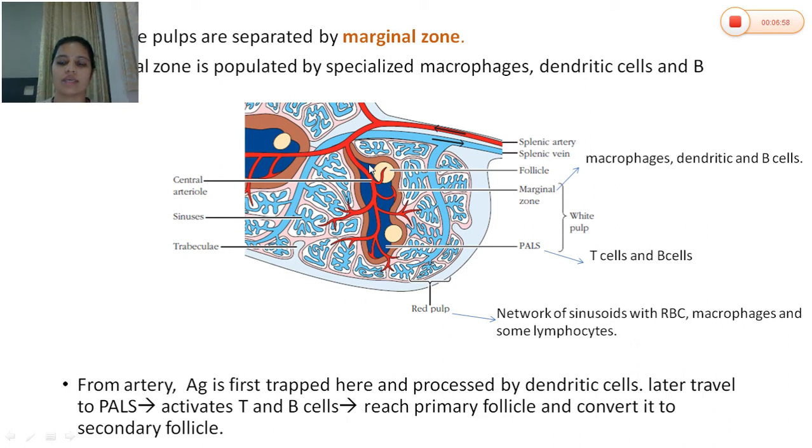So the flow is in this way. First, through the artery, they enter the marginal zone. From the marginal zone, they go to the pulse, which is white pulp. From the white pulp, they finally enter the red pulp area where the germinal centers get activated.